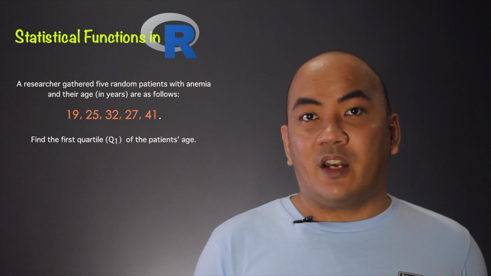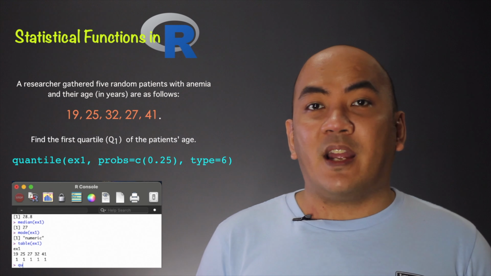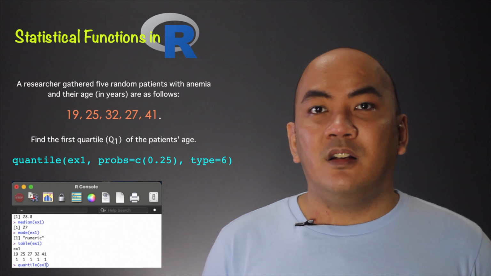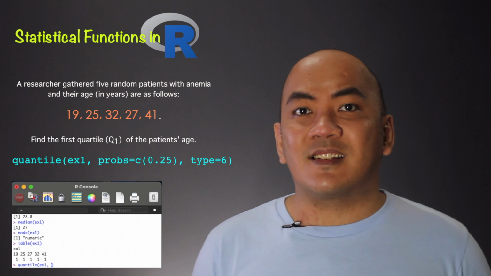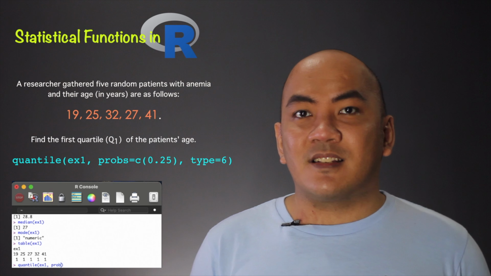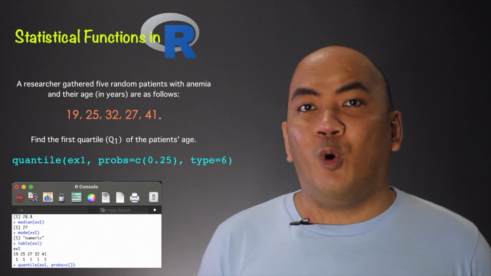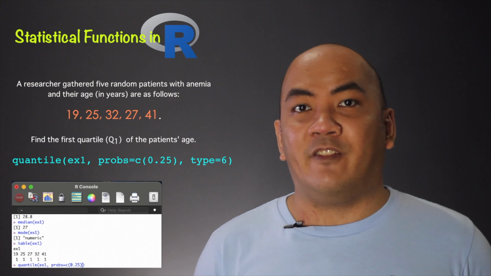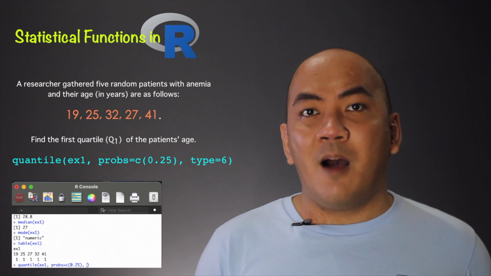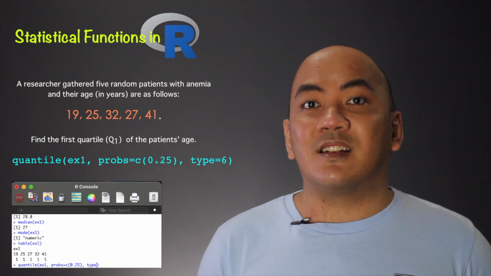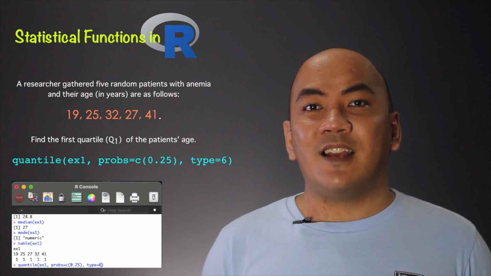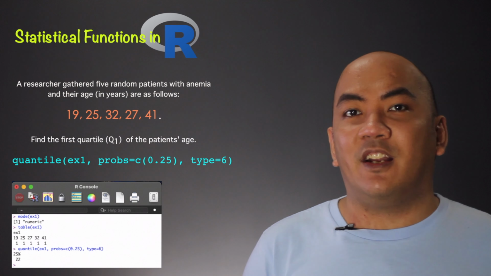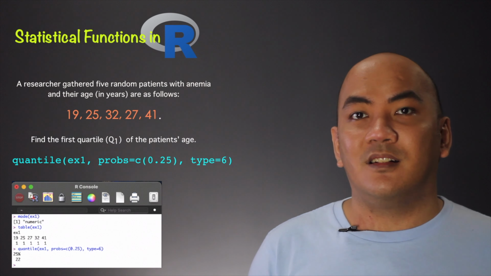Let's say quartile 1. So that is quantile, parenthesis, the object name, let's say EX1, comma, and then probs equals C, parenthesis, and then the quantile that we're looking for. Since we're looking for quartile 1, we have to make use of 0.25, close parenthesis, comma, and then type equals 6, close parenthesis, and press the enter key. So the first quartile of the age of the patients with anemia is 22 years.